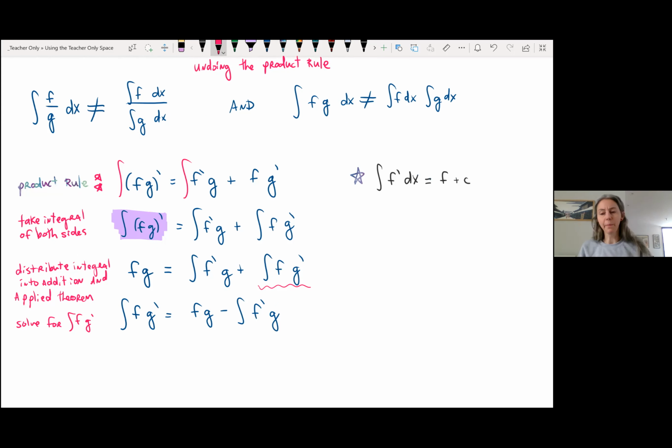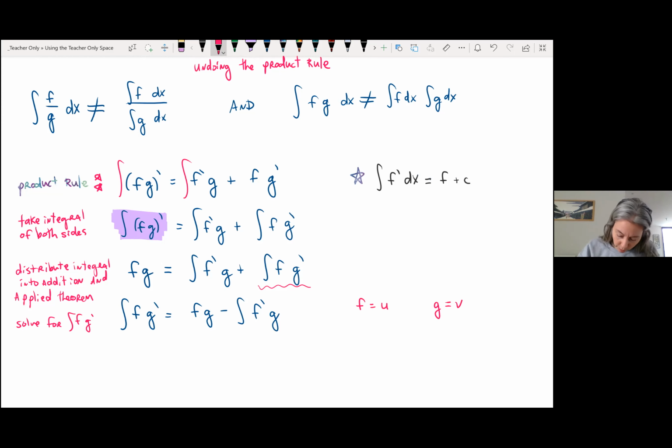And now the last thing I'm going to do is change the names of these functions. Instead of using f, I'm going to use u, and instead of using g, I'm going to use v. So f is equal to u and g is equal to v, so that I can just change the names, because typically we think of this formula in terms of u and v. Now, when we look at this formula, inside of it, we have a g prime and we have an f prime.